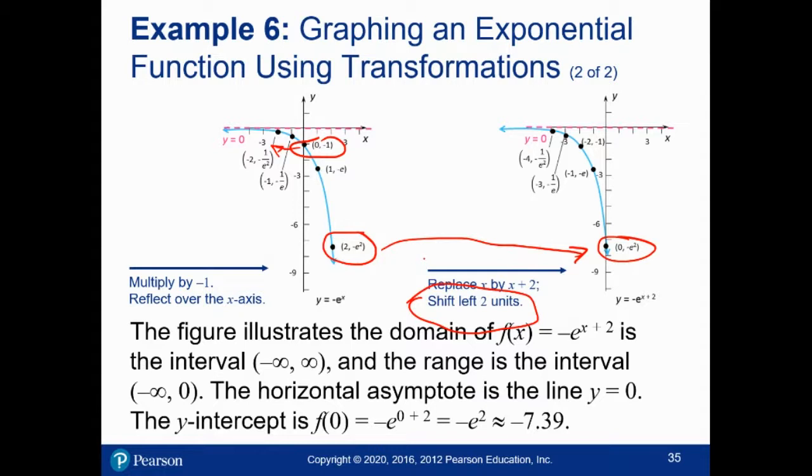The domain is still all real numbers, nothing changed there. The range, since I didn't shift up or down, was just determined by this reflection. It's all negative numbers. The horizontal asymptote doesn't change either.